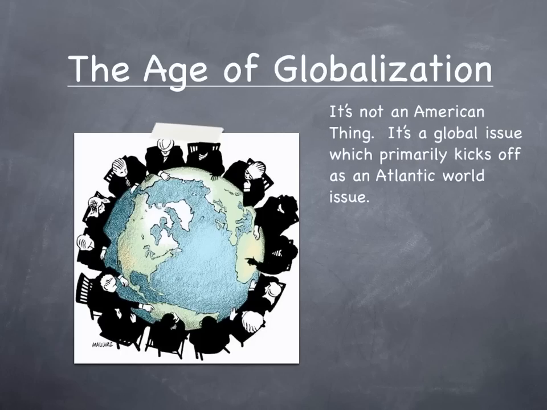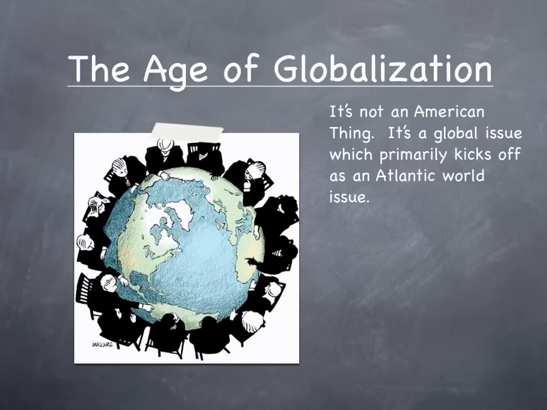We have to understand the development of the American nation as a global issue. It's not only happening to the colonists. It is affecting the entire world, and it's being conducted by the entire world in different ways. Primarily, it's an Atlantic world issue, meaning it's dealing primarily with the countries and the continents that touch the Atlantic Ocean. So North America, South America, Europe, Africa.